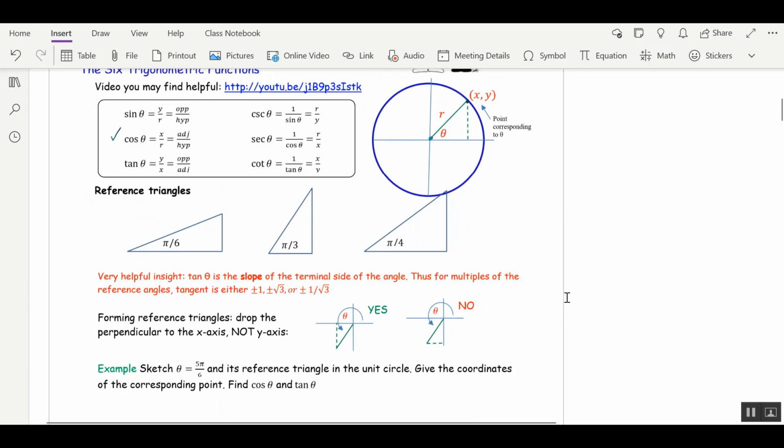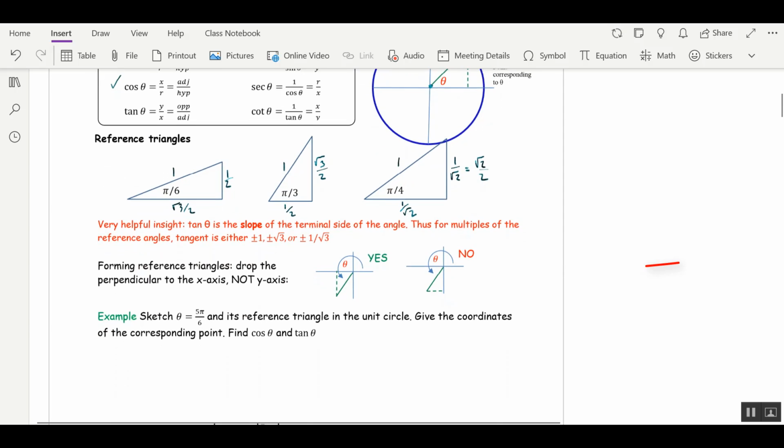Okay, so one way to help you with that is the reference triangles. I do all my reference triangles with hypotenuse 1. And so for pi over 6, the short side is over here. The short side is a half, and the long side is root 3 over 2. For pi over 3, it just flips. The long side is opposite, root 3 over 2, and the short side is the adjacent side. And then for pi over 4, the opposite and adjacent sides are both 1 over root 2. And if you like to rationalize, that's the same as root 2 over 2. And then I've got a comment here on forming reference triangles, also a comment on tangent theta, and I'll talk about that in a minute.